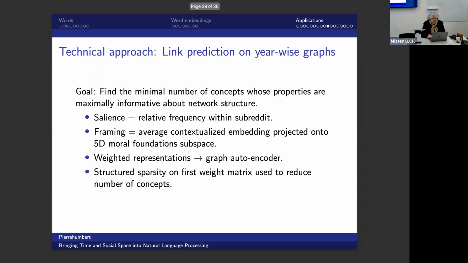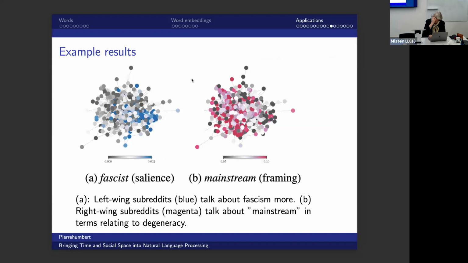And now the technical approach here is doing link prediction on year-wise graphs. So that means we're assuming assortativity, that people interact more with people who share their opinions. This is a very common assumption in the social network literature. And we're trying to find the minimum number of concepts whose properties are maximally informative about the network structure, including both salience and framing. And that is being done by using a graph autoencoder and a structured sparsity pruning algorithm. So here's just some visualization of what you get out of this.